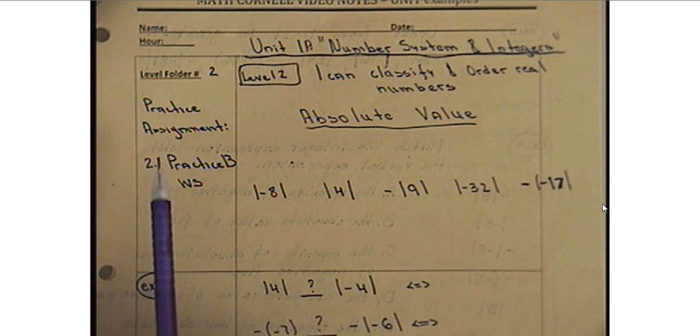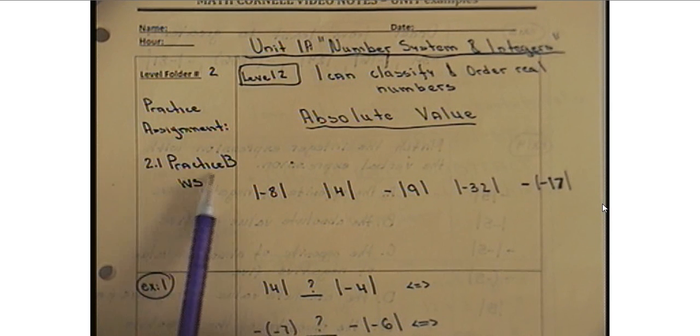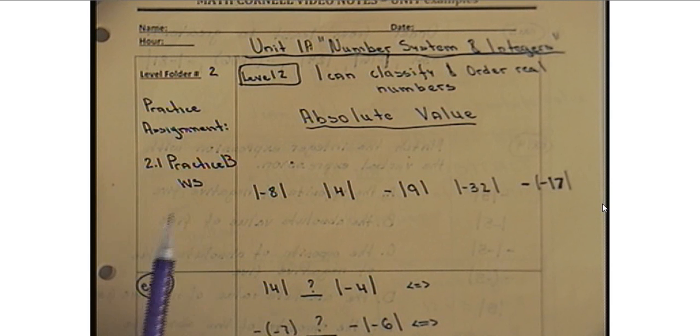The practice assignment will be the 2.1 practice B worksheet. All the worksheets will be provided for you if you need a hard copy, or you can find the worksheet attached under Schoology, the same level folder. When you look, you will see the worksheet as an attachment file.